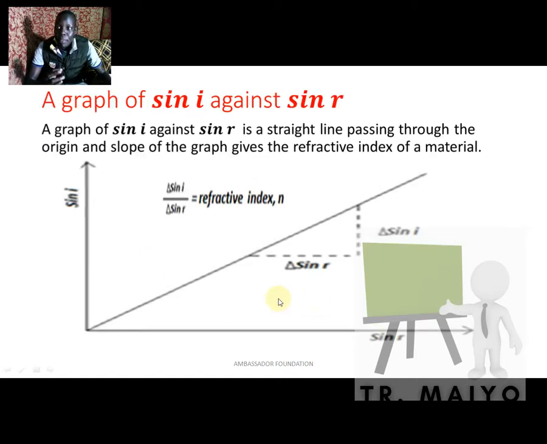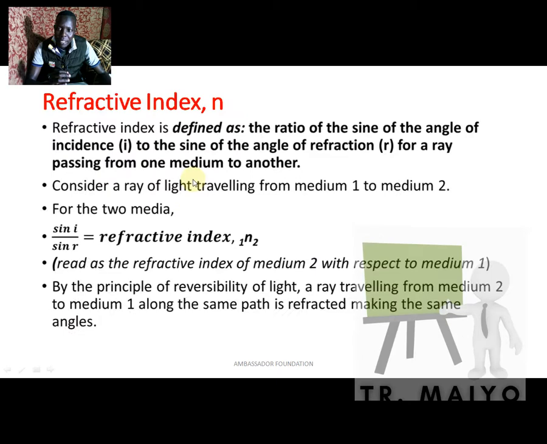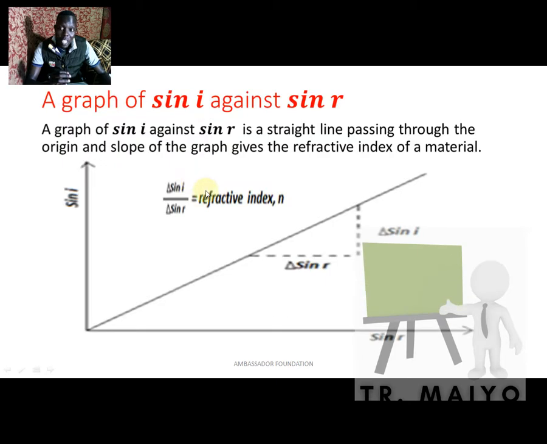A graph of sine i against sine r is a straight line passing through the origin, and the slope of the graph gives the refractive index of a material. I have nothing much to explain there. Slope means the gradient, which is change in y over change in x. I believe you know how to plot a graph until you get the 5 required marks.